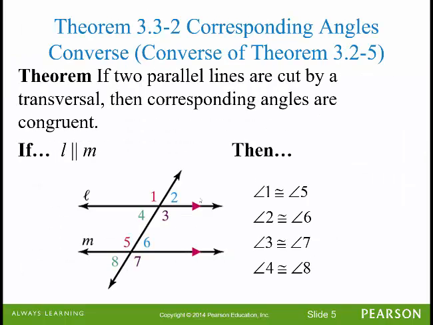All right, let's do another theorem. This is the corresponding angles converse. So this is, again, a converse from a previous theorem in last section. If two parallel lines are cut by a transversal, then corresponding angles are congruent. So if line L is parallel to line M, what we see here is angle 1 must be congruent to angle 5, angle 2 congruent to angle 6, angle 3 congruent to angle 7, and angle 4 congruent to angle 8.